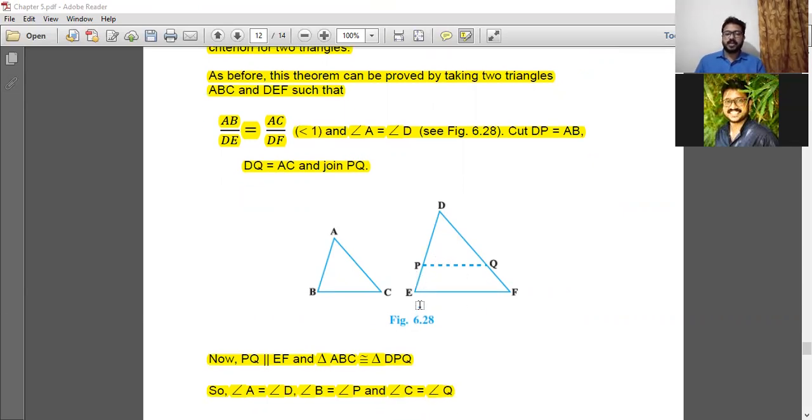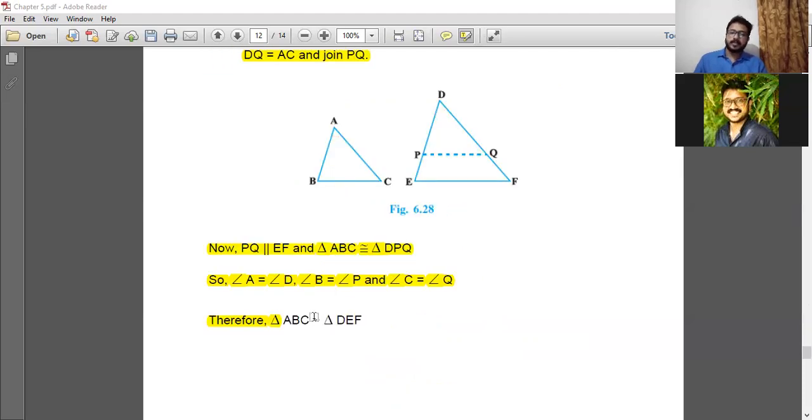Now, what does the congruency imply? Angle A should be equal to angle D, then angle B should be equal to angle P, then angle C should be equal to angle Q. Therefore we can say triangle ABC is similar to triangle DEF.